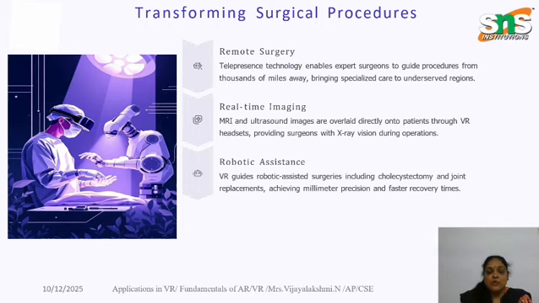And the next is robotic assistance also. If you see in the picture, a human is there and a robot is there. If the surgeon misses something or is doing it in a wrong way, the robot can easily guide the surgeon. For example, if a joint replacement surgery is going on, the robot can easily help the surgeon.